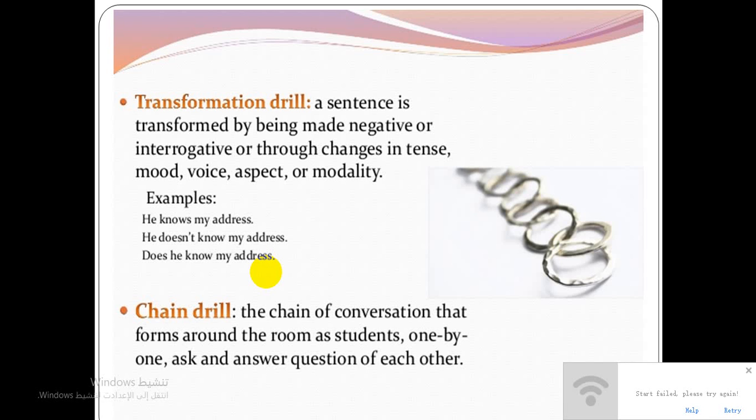A chain drill also gives the teacher an opportunity to check each student's speech. For example, student 1: Where is the cat? Student 2: The cat is under the table. Student 2: Where is the cat? Student 3: The cat is under the table.